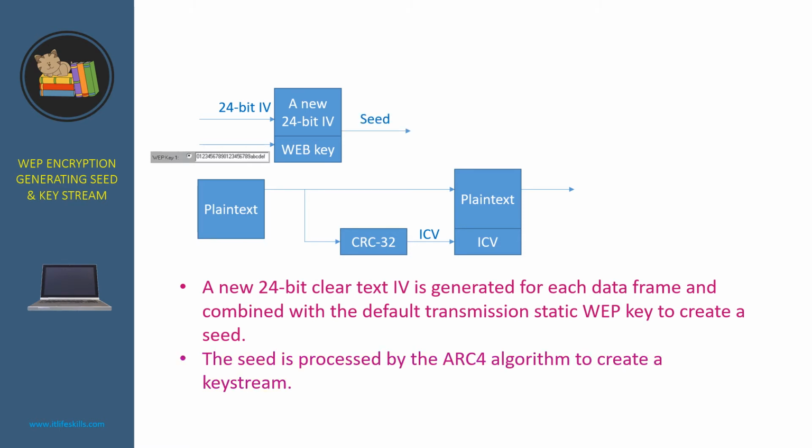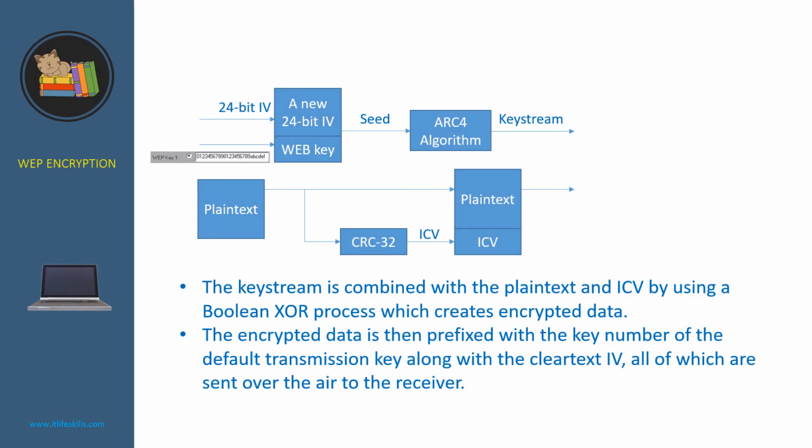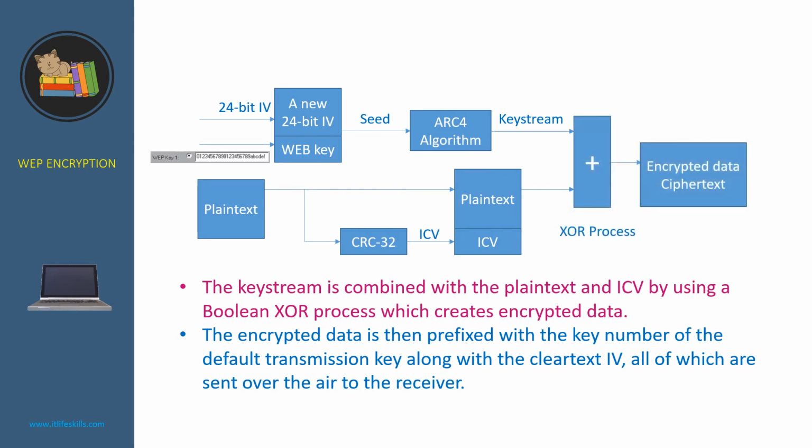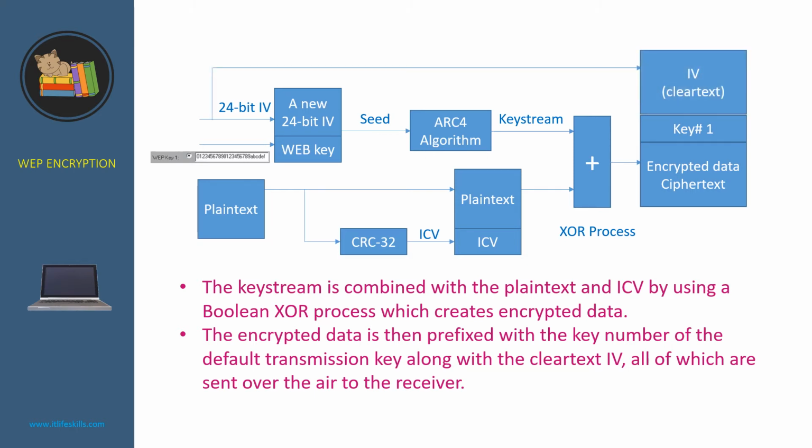A seed is processed by the RC4 algorithm to create a key stream. The key stream is then combined with the plaintext and ICV by using the Boolean XOR process, which creates the encrypted data. The encrypted data is then prefixed with the key number of the default transmission key along with the cleartext IV, all of which are sent over the air to the receiver.